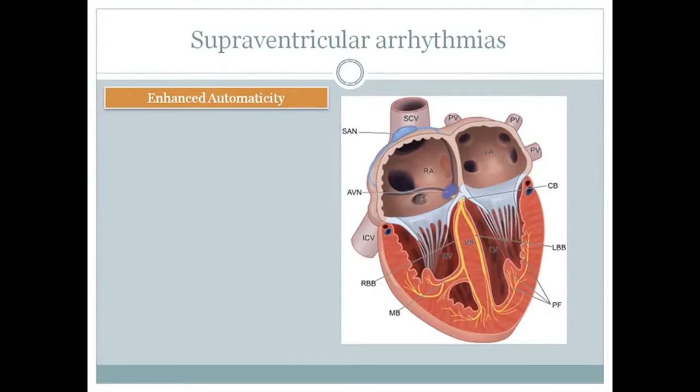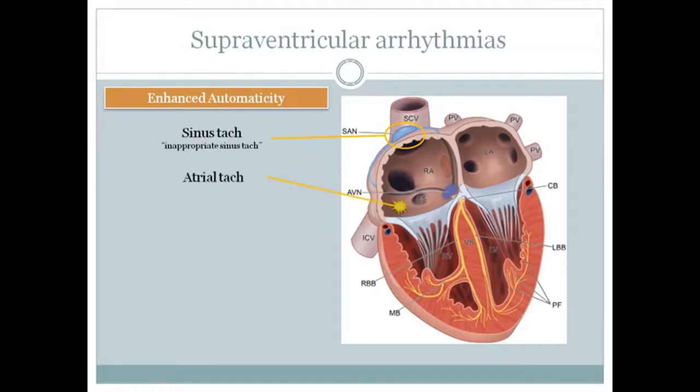First one will be enhanced automaticity. We talk about the cells that have automaticity. One is the sinus node. So sinus tachycardia is the classic one. It can be appropriate or inappropriate. The most common one will be appropriate sinus tachycardia. We just need to find the cause. What is causing this cell to be crazy?